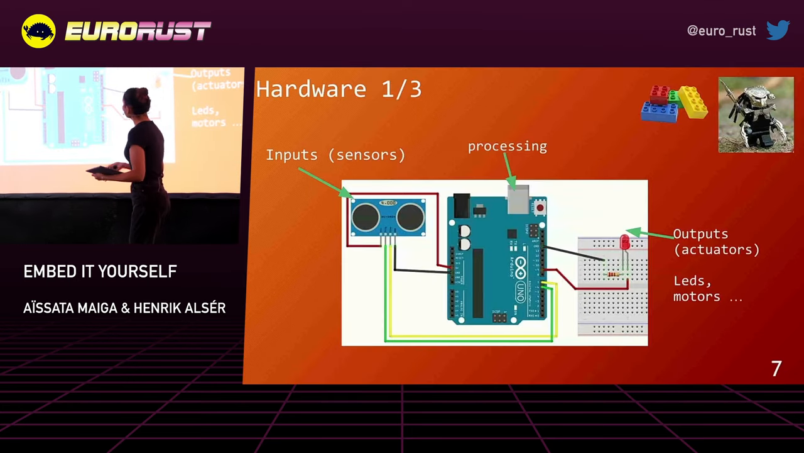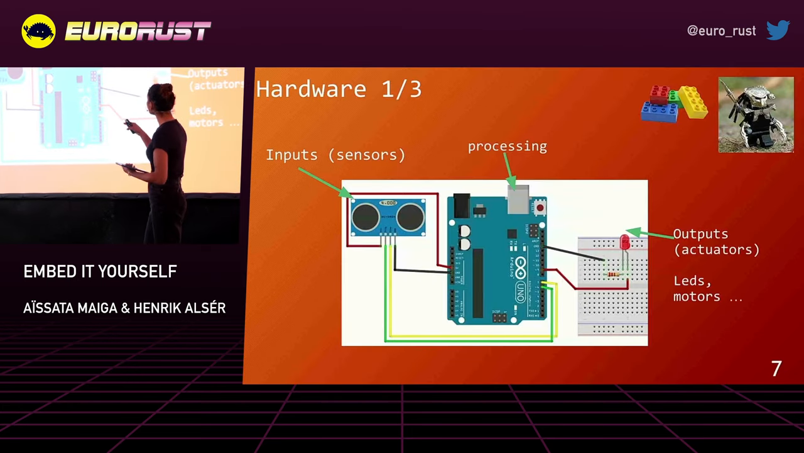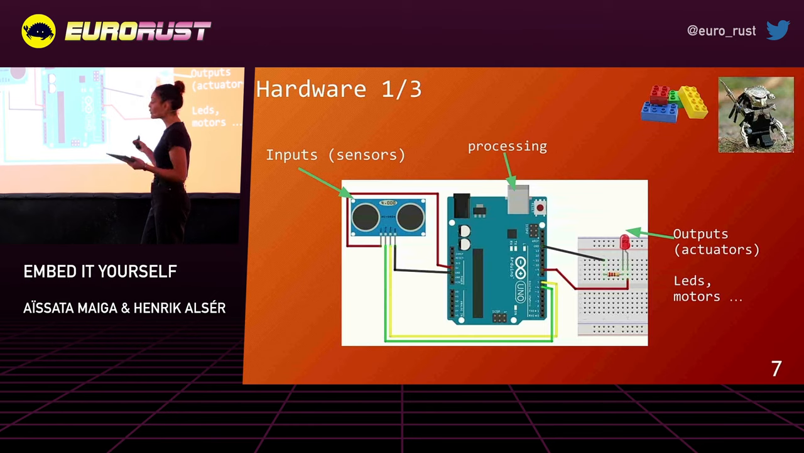So, hardware. You usually have inputs and outputs. Usually inputs are sensors, and outputs are actuators. And the processing part is done on the board, on the development board. This is from Fritzing, a software that everybody uses to show connections. Prototyping these days is quite easy. It's like Lego: you just buy parts and put them together. It's pretty cheap and accessible, and most dev boards include a lot of options.